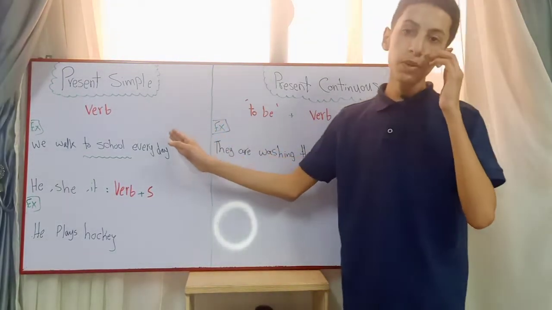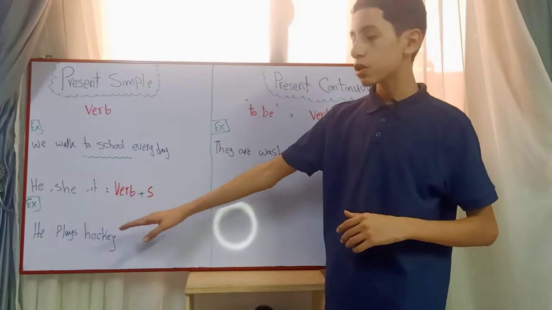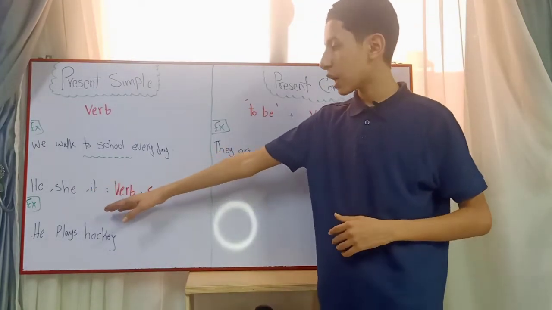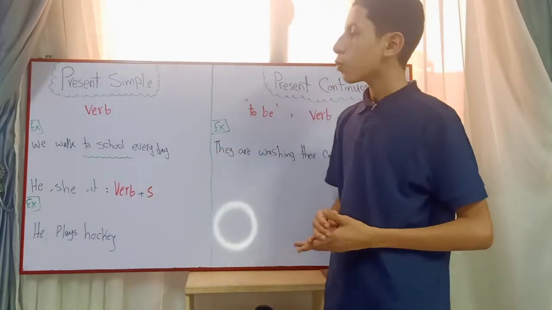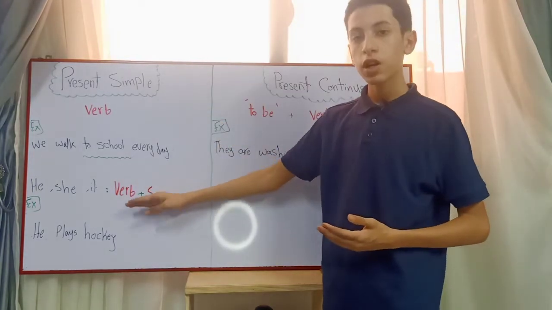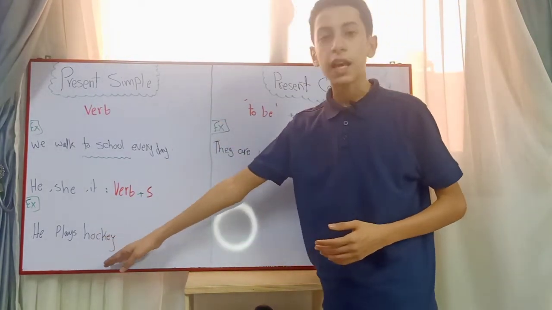But in the present simple tense, when we use the pronouns he, she, and it, we have to add an s to the verb. For example, he plays hockey.